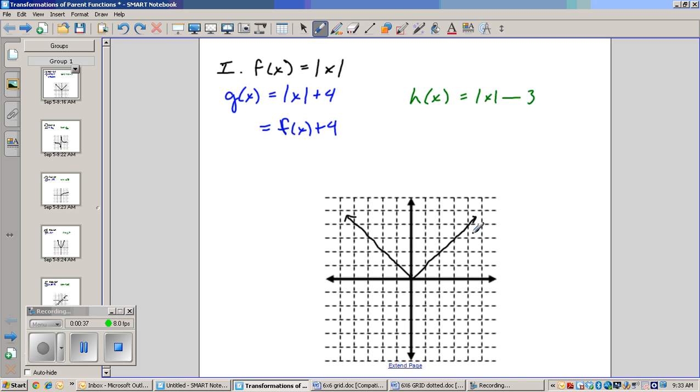Now remember that f of x is the same as y. So here's my absolute value function. What happens if I add 4 to the y values of each of these points? Here's 0, 0. If I add 4, I get 0, 4. Here's 1, 1. If I add 4, I get 1, 5. Here's negative 1, 1. If I add 4, I get negative 1, 5. And so the result is shifting this graph up 4 units.